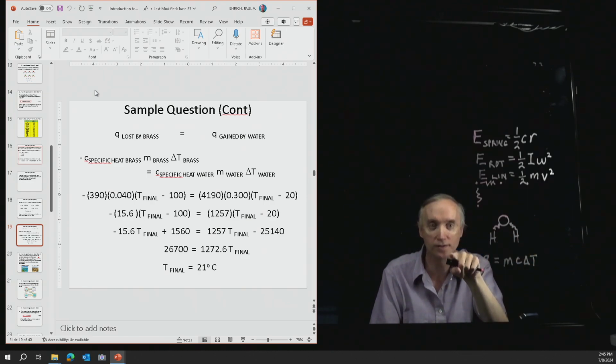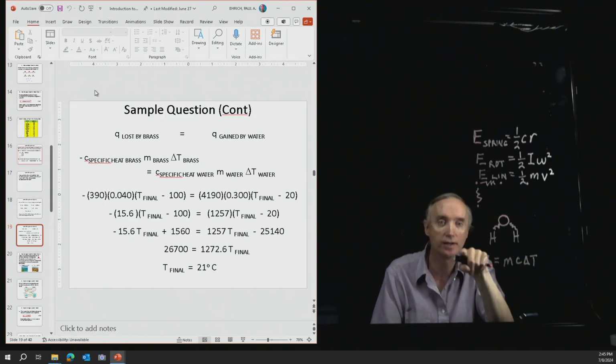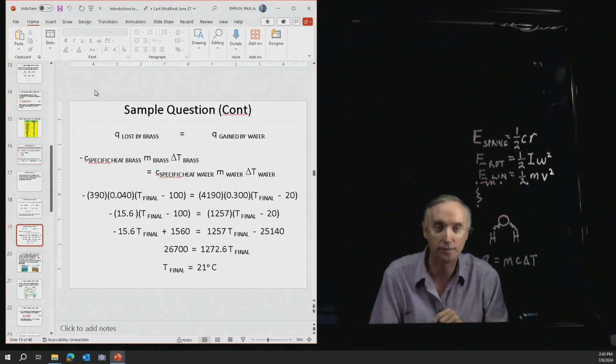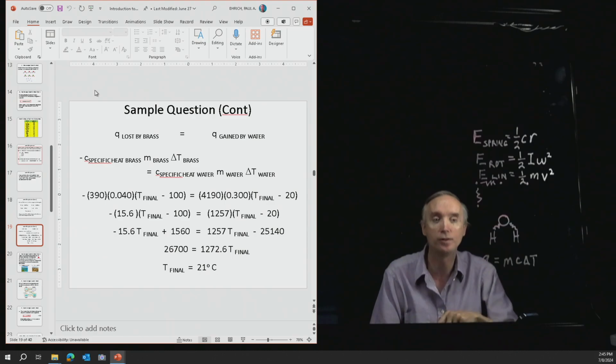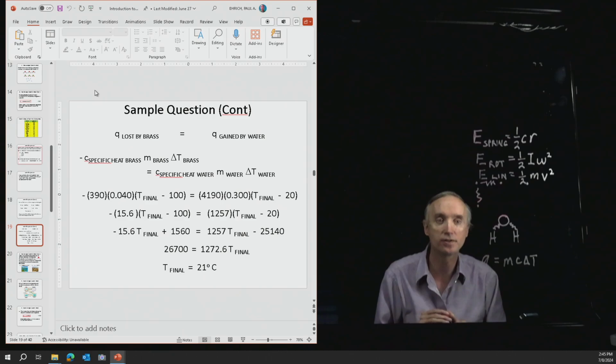And notice that one side has a negative and the other side has a positive sign. And why? Because we said that when something gives off heat, that's a negative number. And when something gains heat, that's a positive number. So don't forget to put that negative sign in there. So now it's just a matter of plugging numbers into it and then doing algebra on it. So I'll let you do the algebra. And it turns out that the final temperature of the water is going to be 21 degrees Celsius.